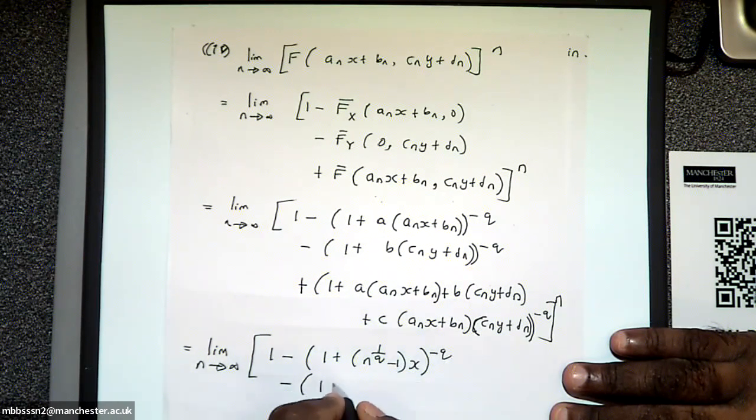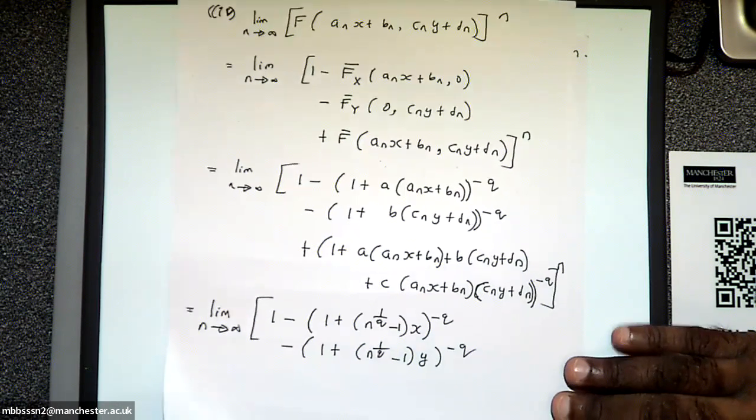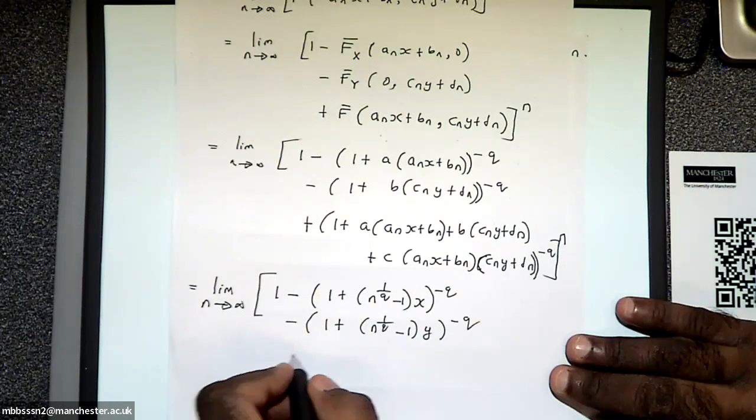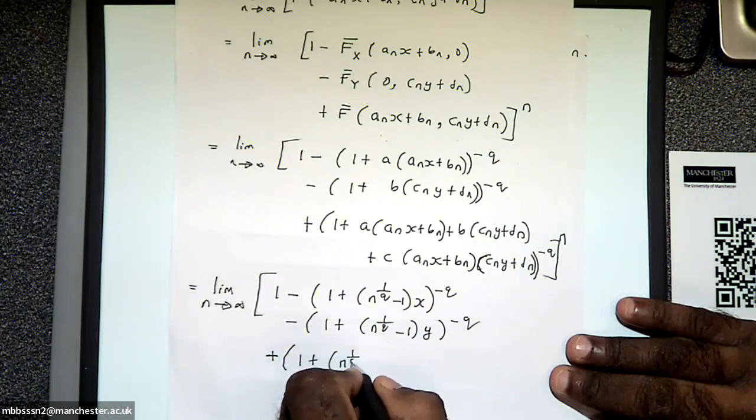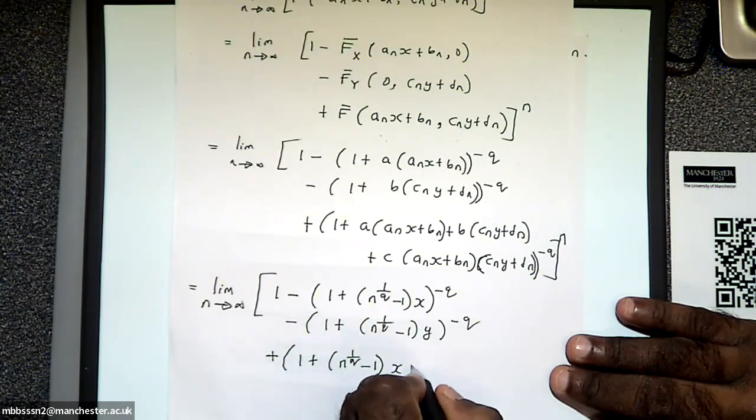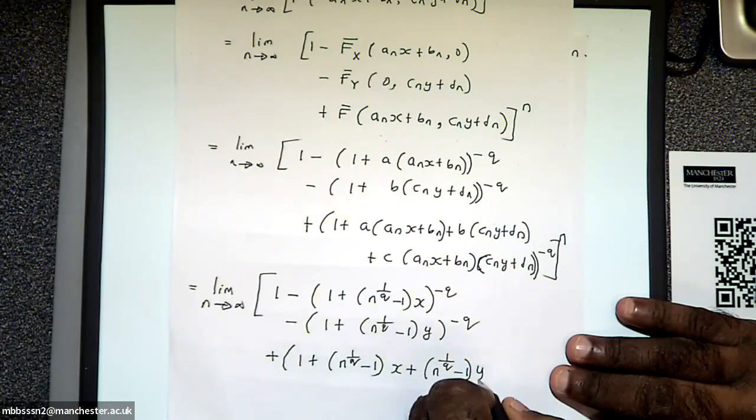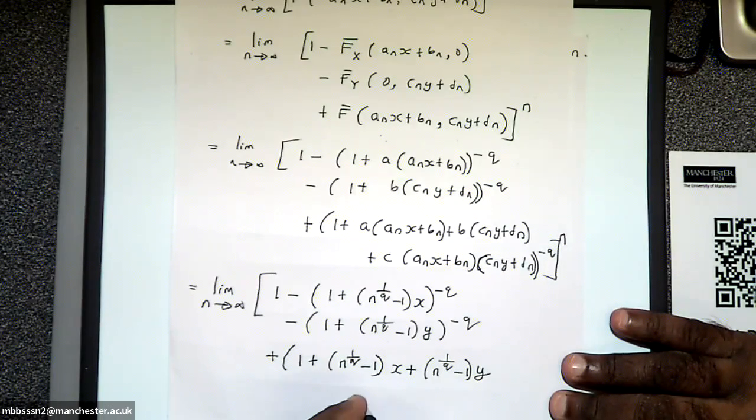Then you have minus q, right? Then you have plus, then, correct me, plus c times, is it a over b, I think, squared xy.